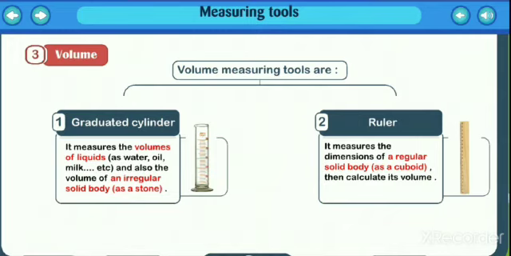The second measuring tool is called ruler. It measures the dimensions of a regular solid body such as a cuboid. So the ruler measures the dimensions of a regular solid body and after that we calculate its volume.